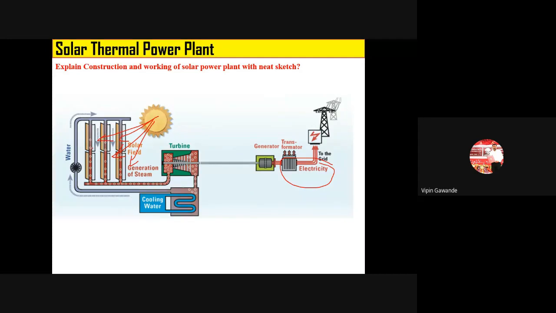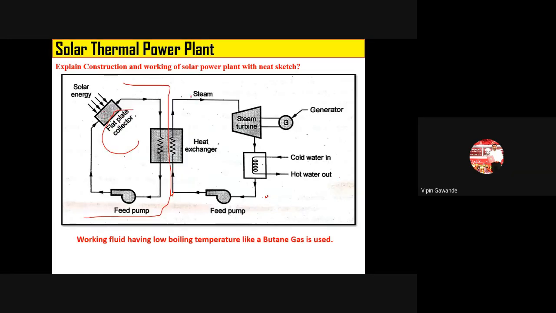So it is a very simple thing that here, instead of the nuclear reactor we used last time, we are using flat plate collector. Whenever there is the solar thermal power plant, we have to use flat plate collector. What is the function of this flat plate collector? It traps the solar energy, and the heat energy is stored inside this flat plate collector.